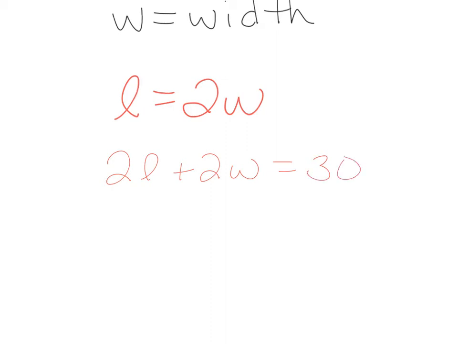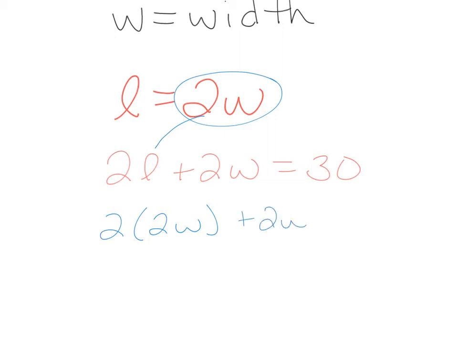Now, this particular problem is perfect for substitution. You already have an L equals, so go ahead and plug this in for the L. I'm going to take this and put it in. So 2 times 2W plus 2W equals 30. Then we've got 4W, because when you multiply, plus 2W equals 30.